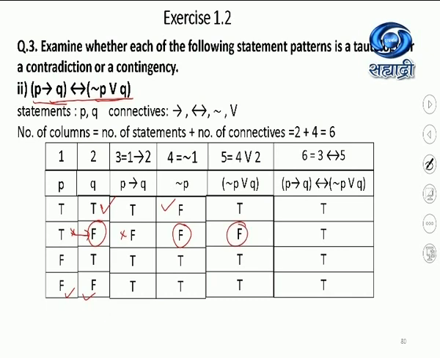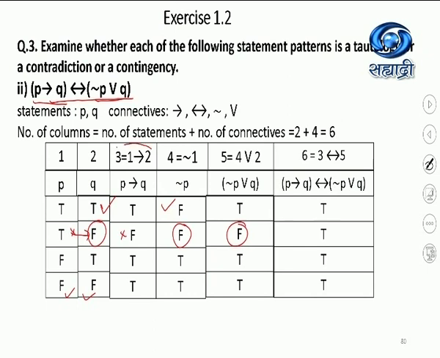By this time you are acquainted with how to enter the values, so I'm just giving you the hint how to fill up the values quickly without wasting time in the exam. And for the last column, which indicates the entire statement pattern, it is column 3 if and only if column 5.